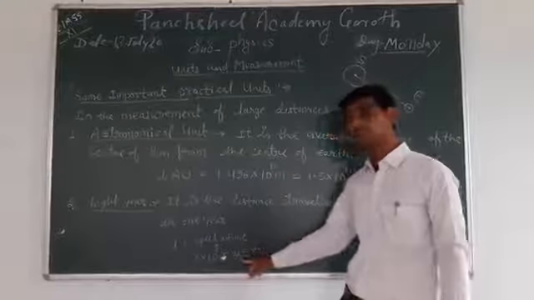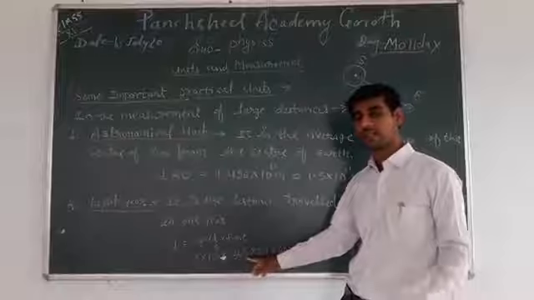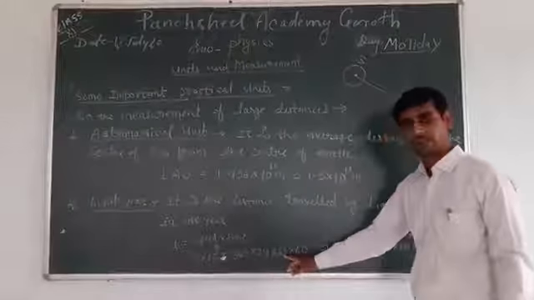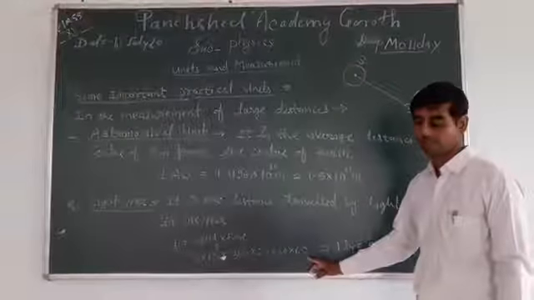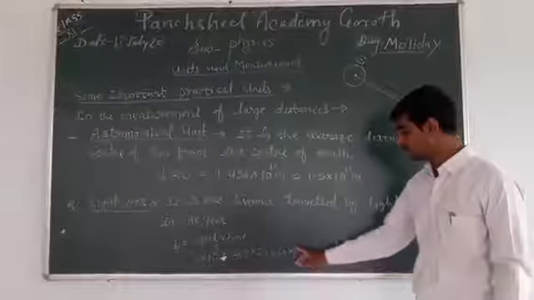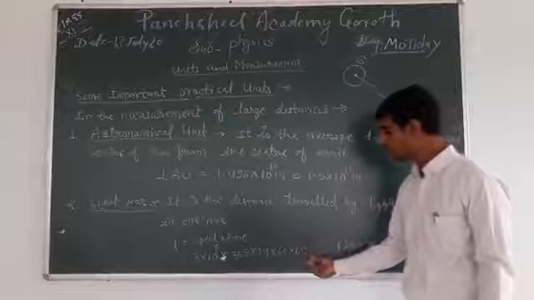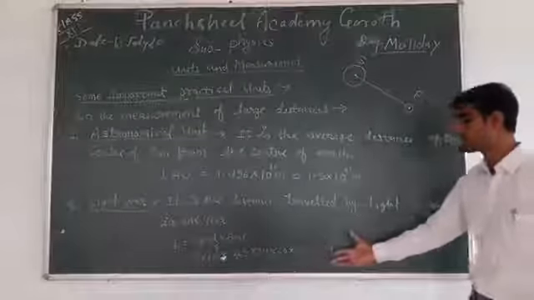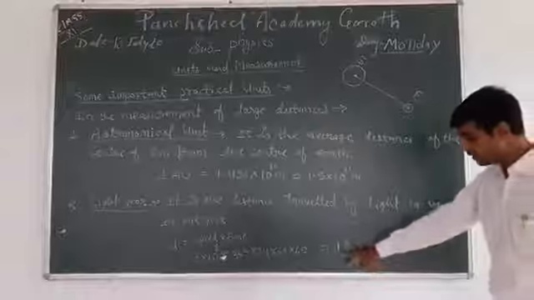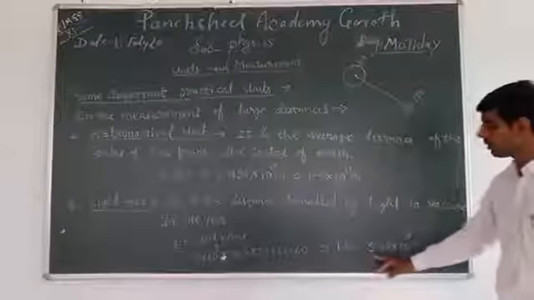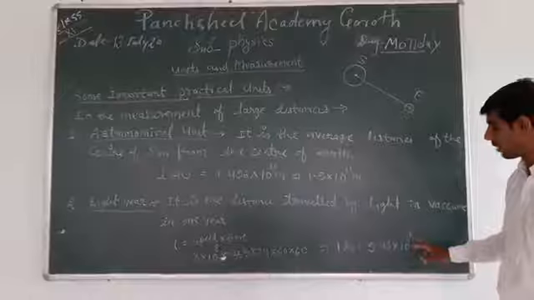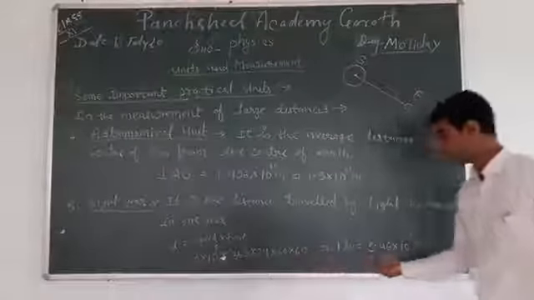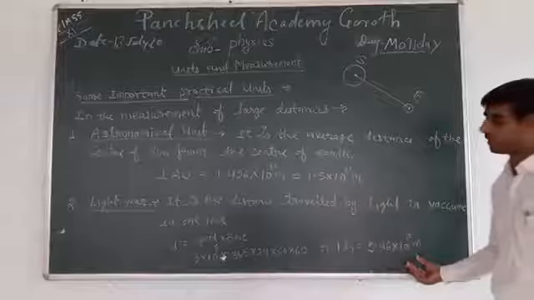1 year means 365 days and 1 day 24 hours and 1 hour 60 minutes and 1 minute 60 seconds. So this is the total distance. If you multiply these things, then 1 light year equal to 9.46 × 10^15 meter. This whole calculation gives this value directly.